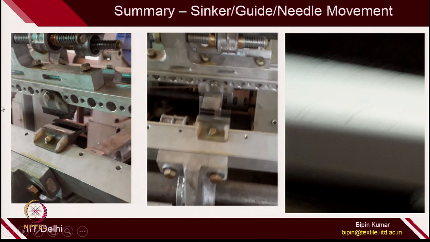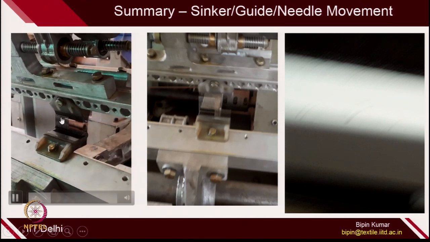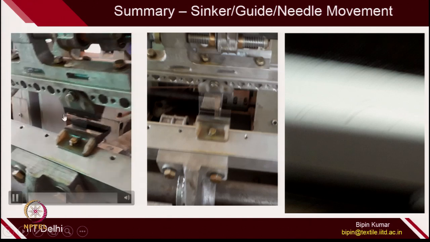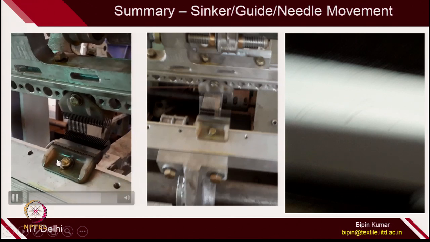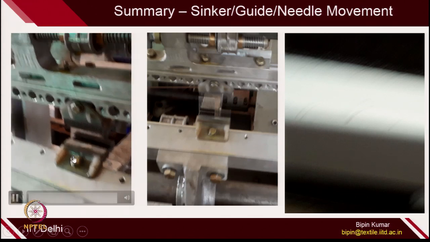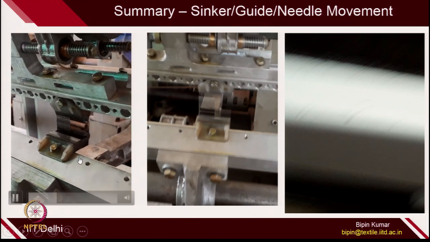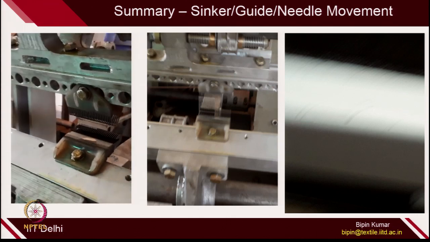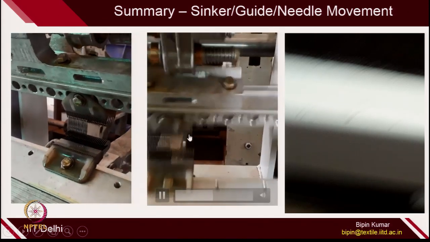Here is the actual machine on which one block of sinker, one block of needle and one block of guide is placed. You can see this video also. I showed this video in the previous class too. You have the needle which is going up and down, and this is the block of guide which is placed on the guide bar, and this is the block of sinker, shown by the arrow, which is placed on the sinker bar. So, there are 3 bars: sinker bar, needle bar and guide bar, and these 3 movements are going on at very high speed.